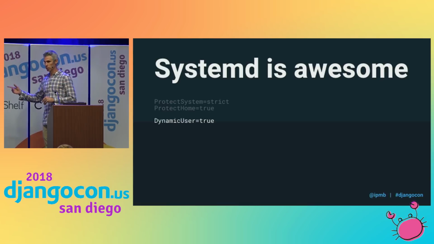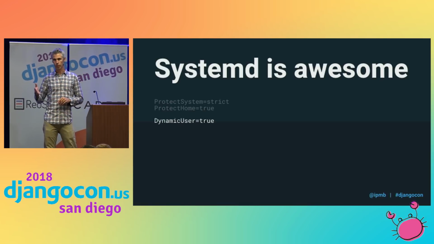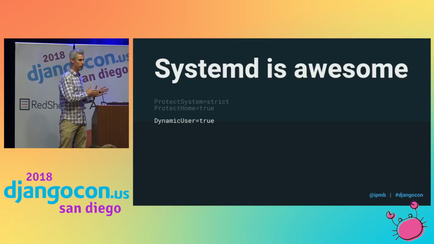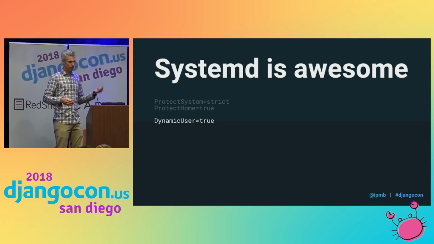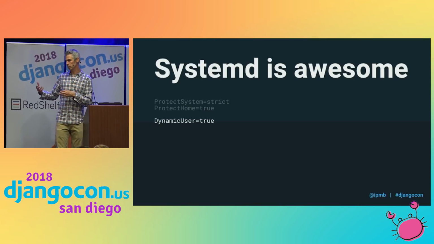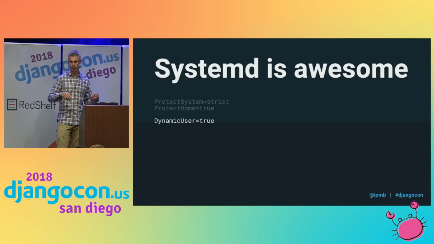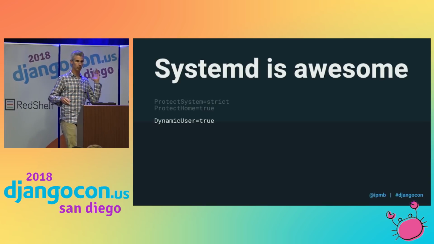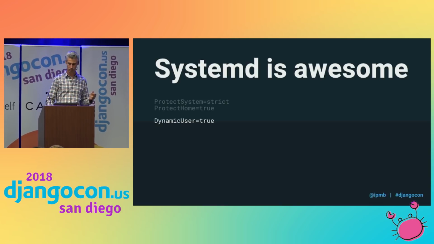Dynamic user equals true. So best practice is that you run each service as its own user. That way, one service doesn't potentially gain access to things another service is doing. Usually you would create these users as you set up the services. Dynamic user equals true. Just tell systemd, like, hey, do that for me. Like, just create some user, I don't care who it is, and when the service is done, you can remove it.